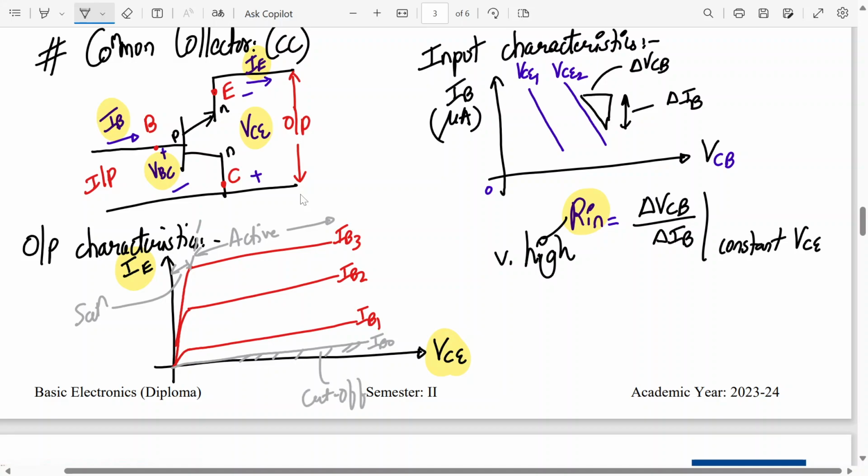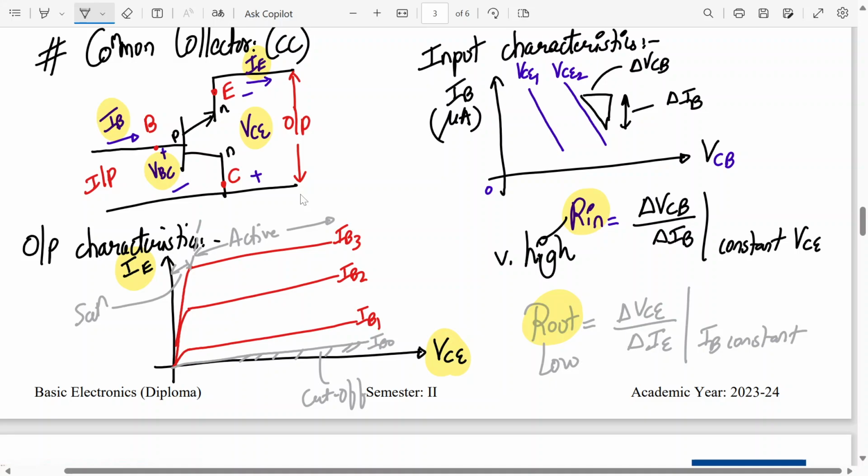Okay, and output characteristics say what do we get? R out, which is delta VCE upon delta IE at a constant IB value, input current constant. So this graph gives me information about R out, the output resistance of the BJT, and output resistance of the BJT is very very low. So that's one of the features. Its input resistance is very high, output resistance is very very low. Normally in common collector mode, whenever we connect the BJT, it's used mostly as a buffer, not as an amplifier.